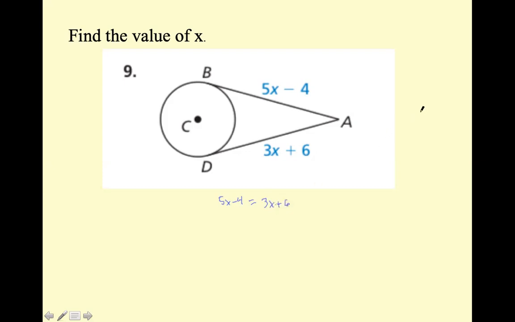I'm going to solve for x. I'm going to subtract 3x from both sides. So that gives me 2x minus 4 equals 6. I add 4 to both sides. So that gives me 2x is equal to 10. And if I divide both sides by 2, I get that my value of x is x equals 5.